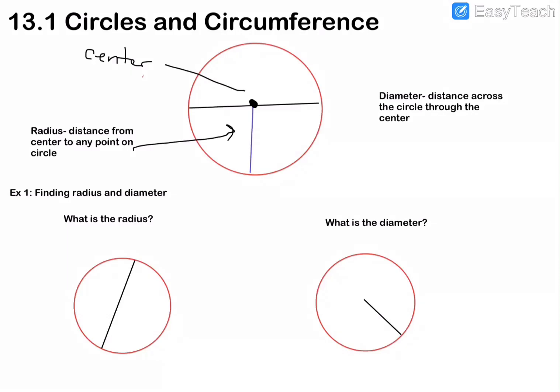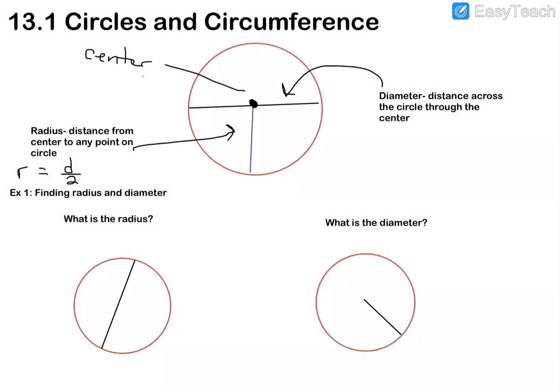Basically it's half of the diameter. The diameter is the distance across the circle through the center. So the diameter is the black line right here. It goes across the whole circle through the center. The radius is represented by a lowercase r, and it equals the diameter divided by 2, because it is half of the diameter. Sometimes students get the diameter and the radius mixed up, but the radius is half of the diameter. It's the smaller one.